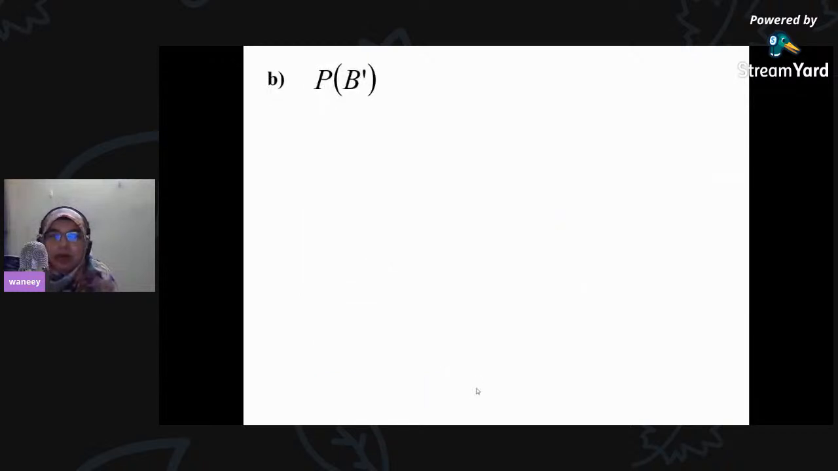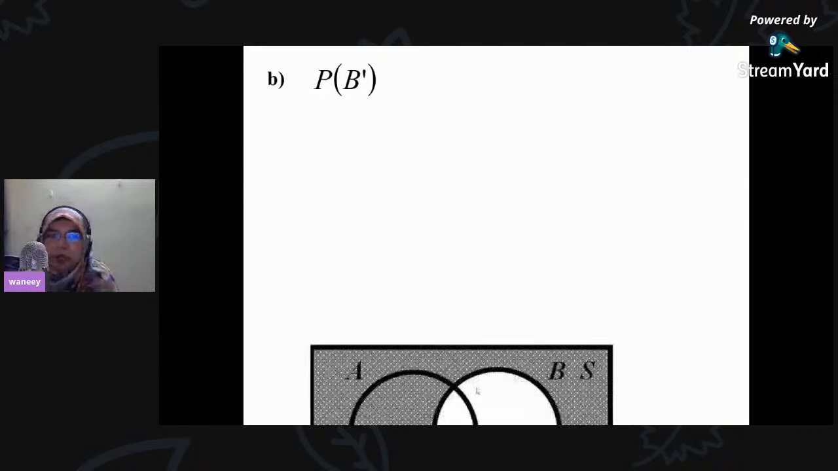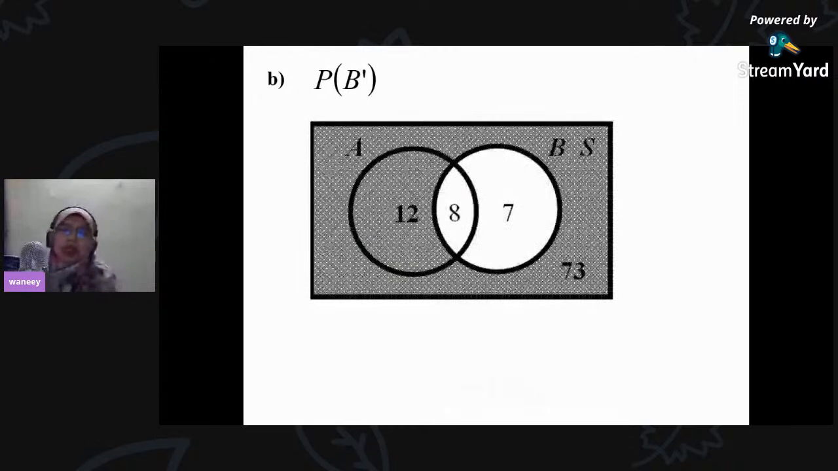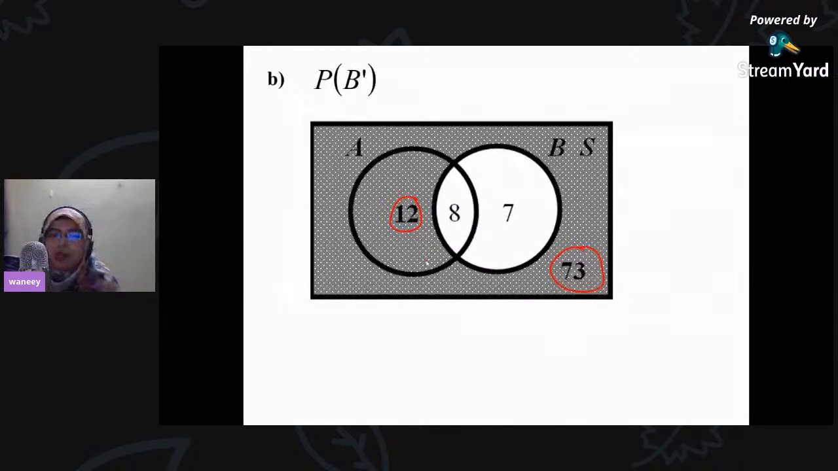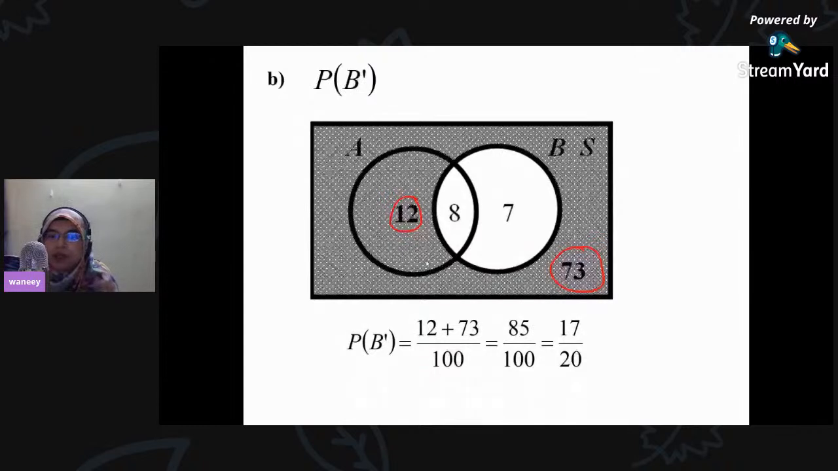Probability of B prime. So that means outside of B. Other than B, what is the number? Okay, so this is B. Outside of B, so we have a 12 and we have 73. So it should become 12 plus 73 over the number of sample, which is 100. So we got 85 over 100, or this is 17 over 20.